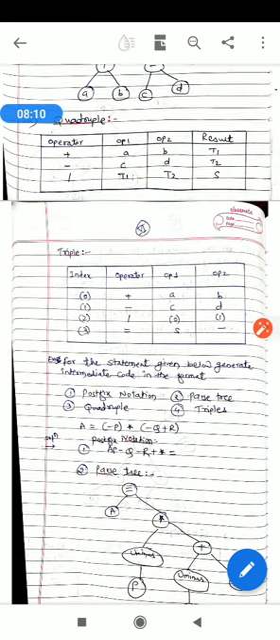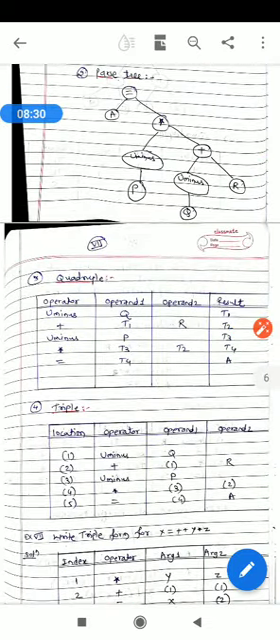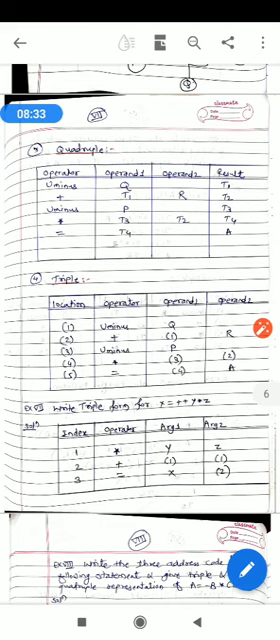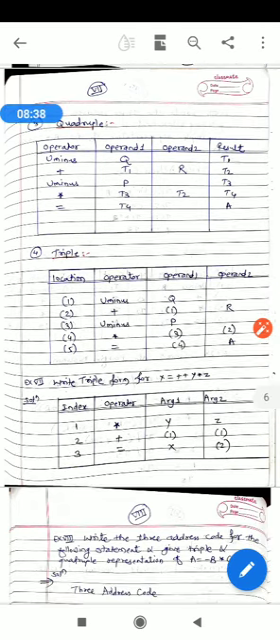Next example: for the statement given below, generate intermediate code in the following format. Postfix notations have standard syntax: operand followed by operator. So your postfix notation should be A P minus Q minus R plus multiplication operator equal to. Then parse tree, quadruples and triples, then write triple form x equal to plus 5 multiplied by z. So triples have 3 parameters: operator, argument 1, argument 2.